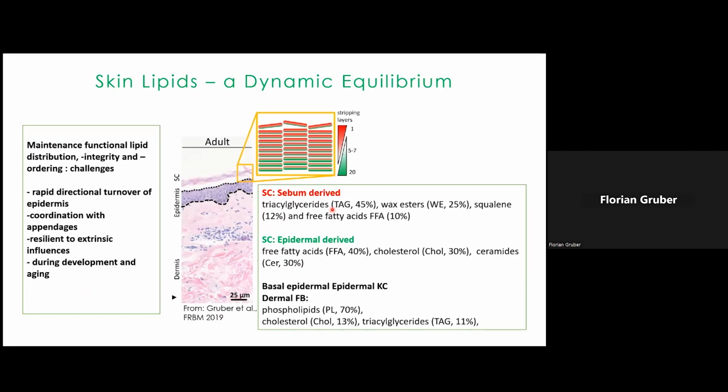So this yields a mixture of free fatty acids and cholesterol and ceramides, which is the epidermal derived part of the stratum corneum. But these keratinocyte derived lipids then blend with the part that comes from the sebaceous glands, which is a mixture that is stronger in triglycerides, wax esters, and squalene.